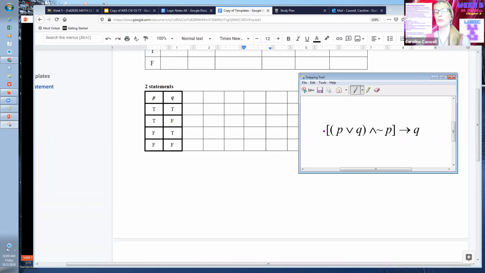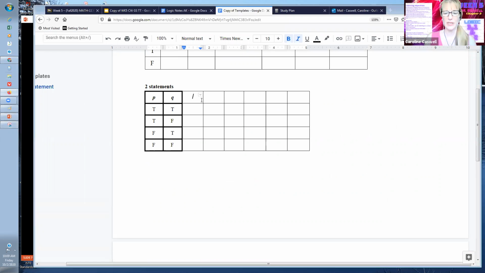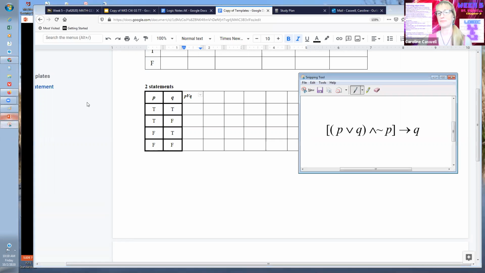So we want to do P or Q first. P or Q. Oh, it's capitalized. I don't want that. P or Q. So that's our first statement. What are we going to need after that? Let's try and decide what we're going to need next. In order to do, we're inside the parentheses. We just did inside the parentheses. What are we going to need after that? In order to do the next statement.